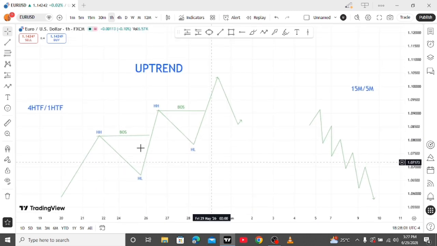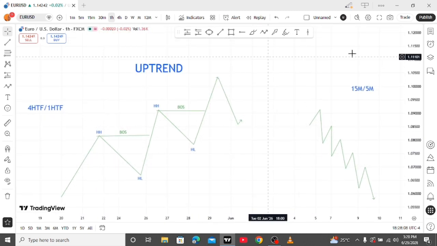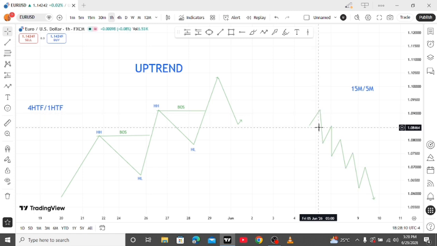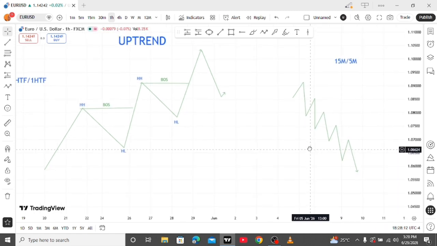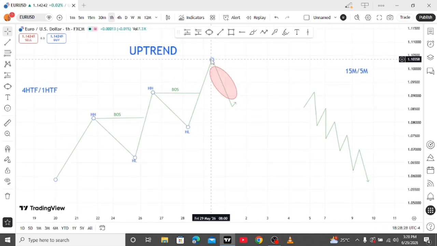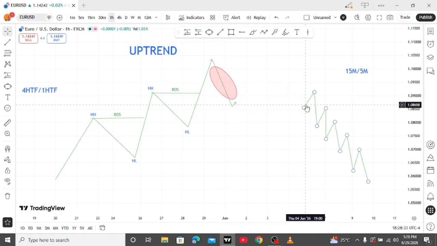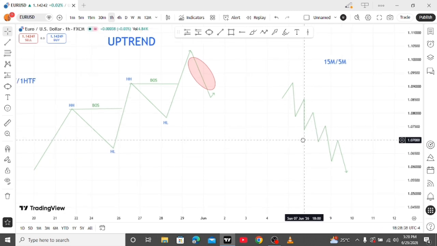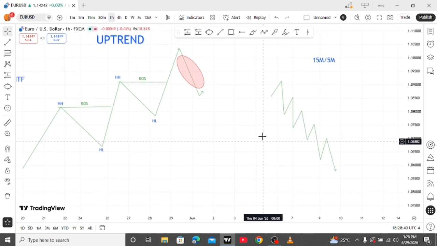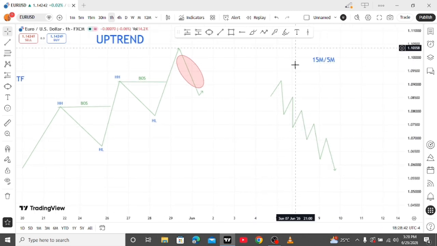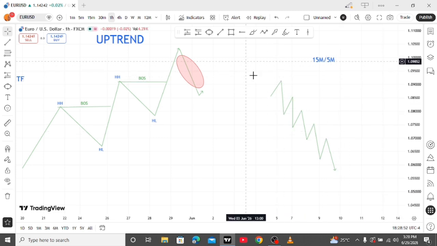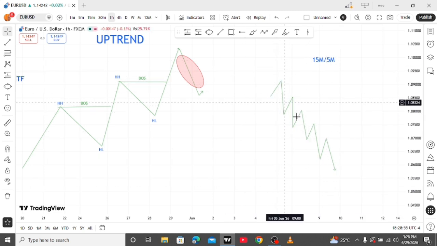So the market can be in an uptrend in the bigger time frame, but if you go over to the smaller time frame, you might see a downtrend. Why? This downtrend here, if you go over to the smaller time frame, this is what you see: lower highs, lower low, lower highs, lower low to the downside. So this is the smaller time frame, which is the 15 minutes or 5 minutes. So now we're in the smaller time frame. We've seen that the market is still going down.